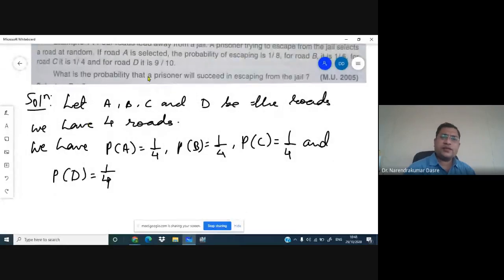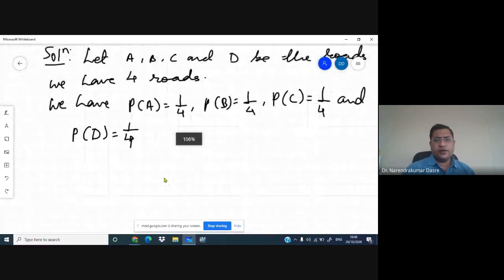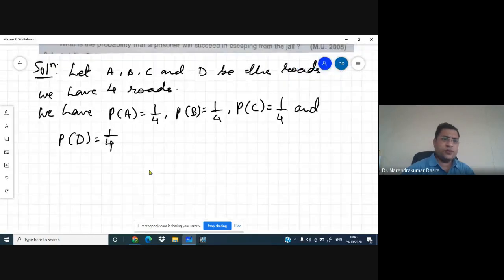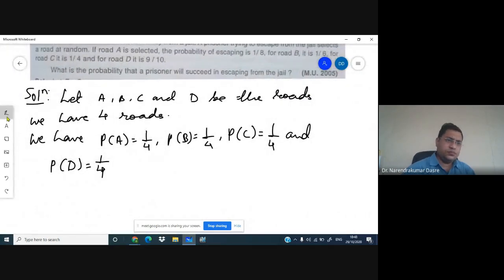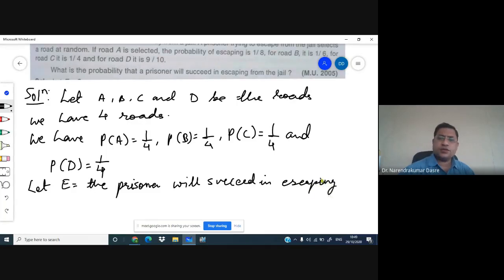Now, escape is the event. So let E be the event that the prisoner will succeed in escaping. Okay, so that's what we got.